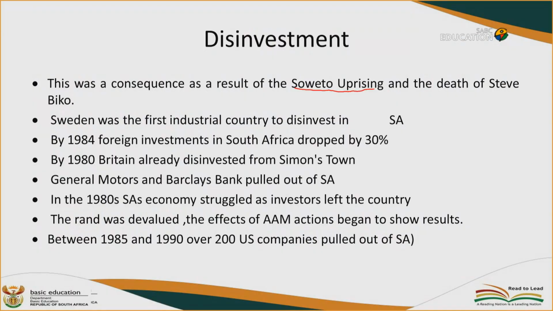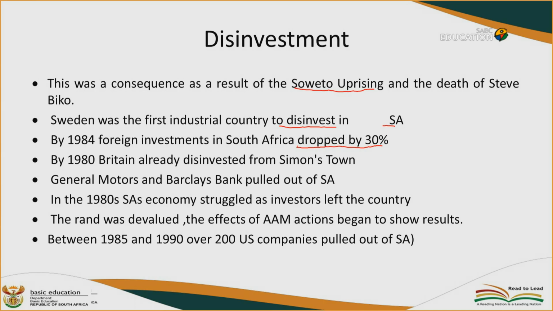Sweden was the first industrial country to disinvest in South Africa, to disinvest and remove their products. By 1984, foreign investment dropped by 30% in South Africa, a huge percentage. If you lose such foreign investment, there's no means of survival.